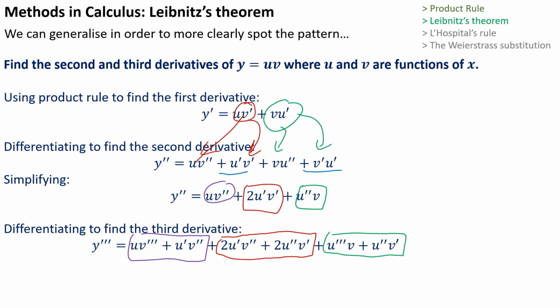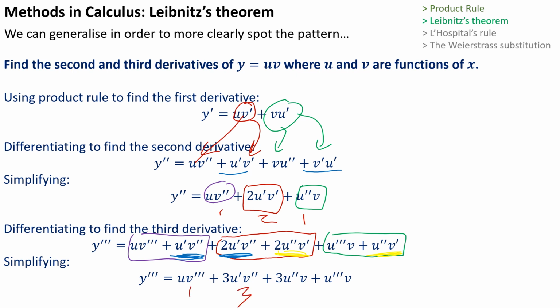But again, if we look carefully, we'll find that there are some similarities in here. So we've got u times v triple dash, and that's the only instance of that one. But then u dash v double dash, that also appears here. u dash v double dash, we've got two of them. And u double dash v dash, that one also appears at the end. We have two of them and then one more. So we can simplify this as well. We have a single copy of that first term, then we have 3 and 3 and 1. So the patterns we're looking out for here are 1, 2, 1 and 1, 3, 3, 1.